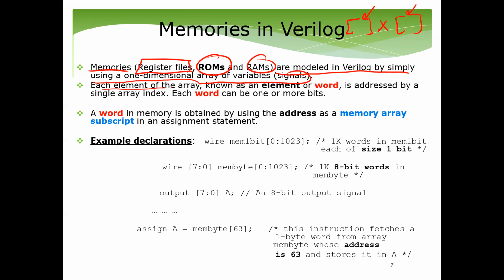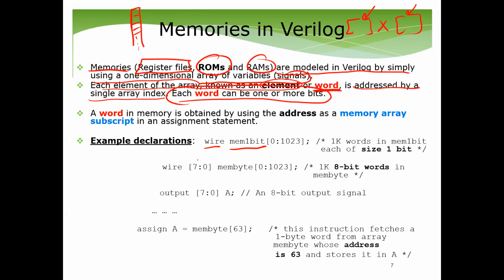Okay, so each element of the array is known as an element, or in the case of memories we are talking about words, and it is addressed by a single array index. Each word can be one or more bits. Let's take an example of declaring memories. If you declare a 1-bit memory, 1-bit memory means each word is 1 bit. So it will look like this.